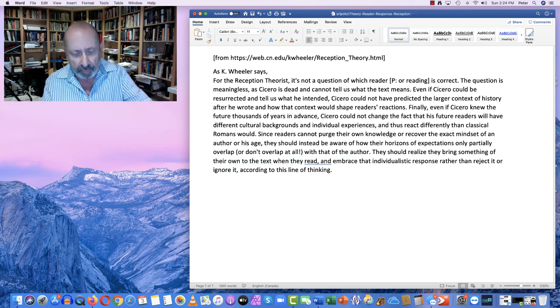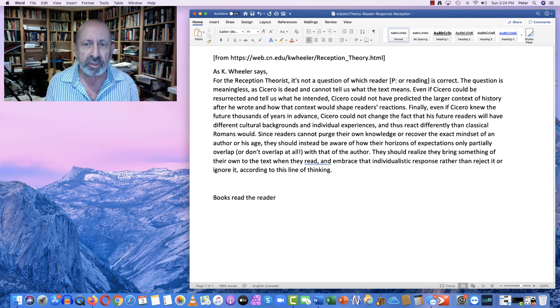I always remember one of my undergraduate professors telling me this: books read the reader. Meaning, when you offer an interpretation of a text, it's saying more about you than it is about the text that you are interpreting. And similarly, when creative people redo another version of a narrative, a story, it tells us more about the teller of the story or the reteller of the story than it does about the story itself.